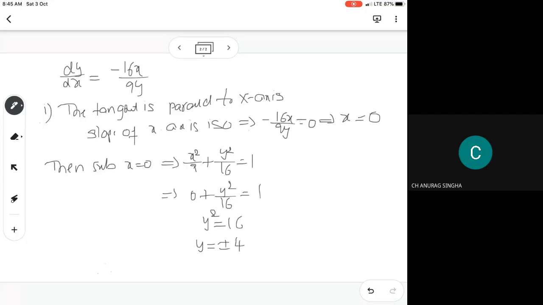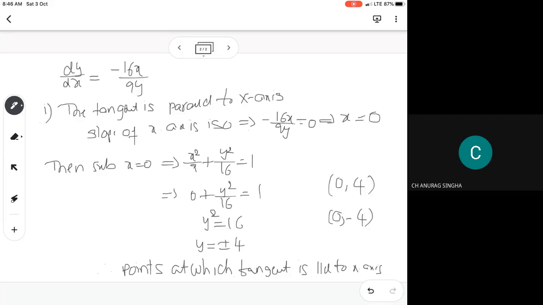Therefore, what can you write? The points at which the tangent is parallel to the x-axis are (0, 4) and (0, minus 4).